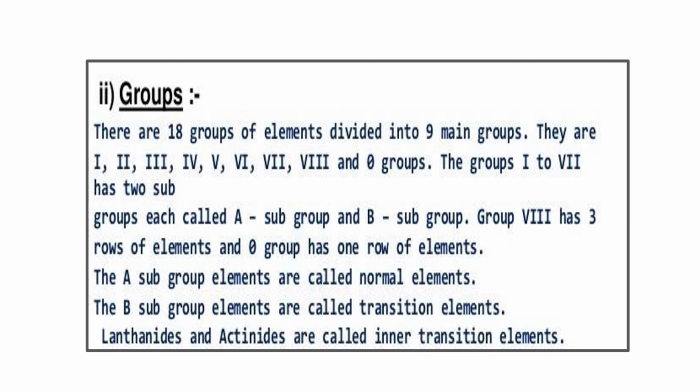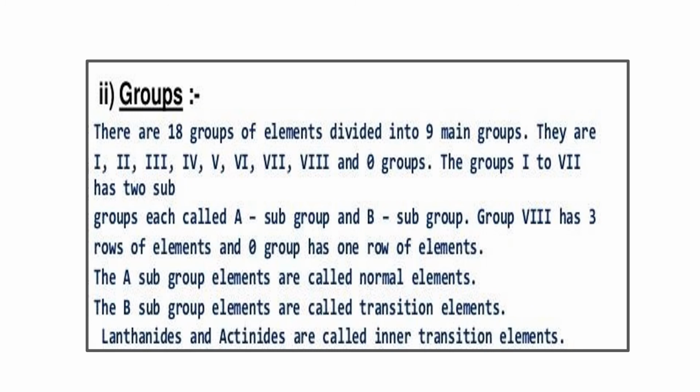So here remember that in the modern periodic table 18 groups are present. These 18 groups are further divided as 9 main groups from 1 to 8 and 0 group. The 0 group possesses inert gases like helium, neon, argon, krypton, xenon and radon, which are also known as inert gases or noble gases or 0 group of elements.